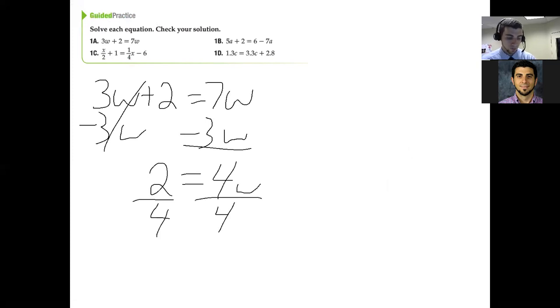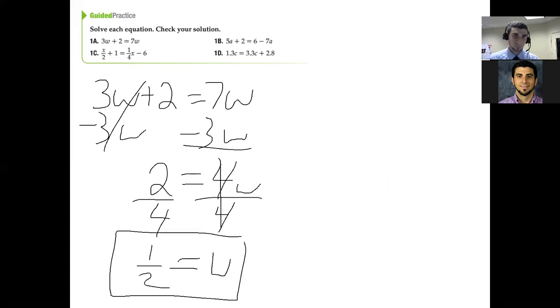Divide both sides by 4. And you have w equals 2/4, which reduces to 1/2. All right, then you would substitute the 1/2 back in for w on either side and simplify and show that you actually do get the same thing on both sides. All right, for the sake of time and the length of this video, I'm not going to go through the check, but it's important that you do the check all the time.